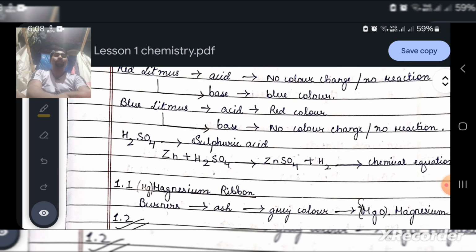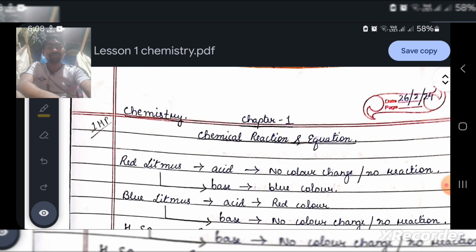And we know that Zn, H2SO4, these are all symbols. Zinc is Zn. As we have studied in the periodic table in the previous classes, hydrogen, helium, beryllium, boron, we can write H, He, B, Be, Li. These are all symbols.